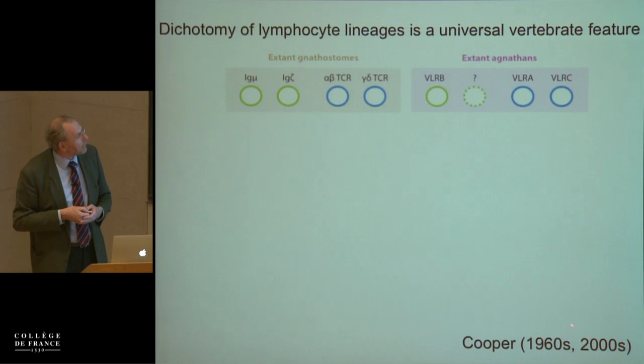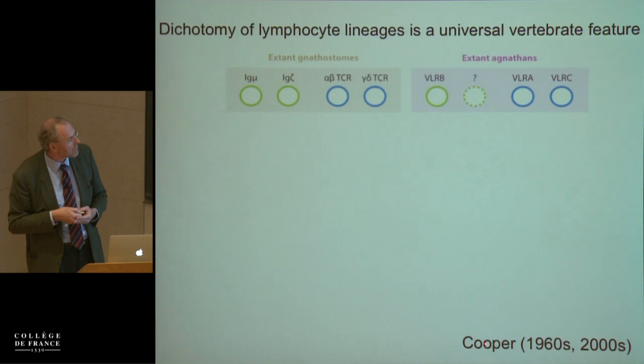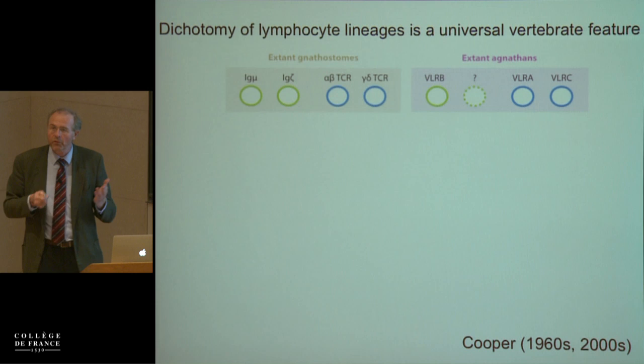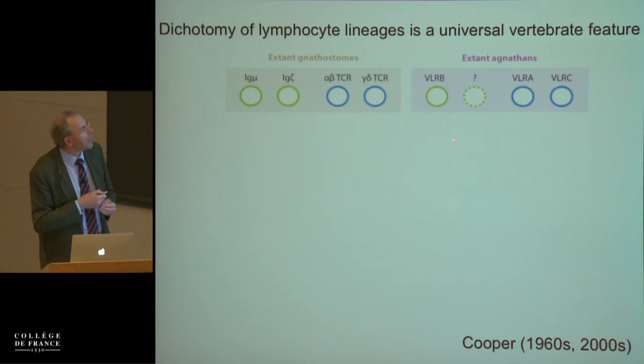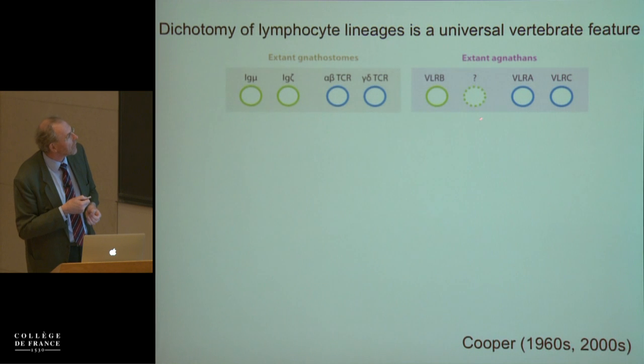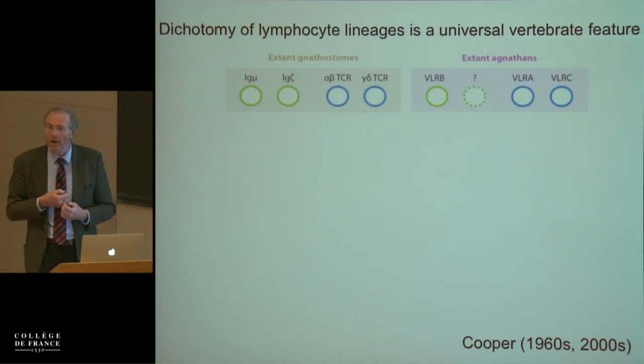Now, the discovery of different lymphocyte lineages in jawless vertebrates by the Cooper laboratory is a kind of deja vu, because Max had, in the 1960s, discovered a dichotomy of B and T cell lineages in jaw vertebrates. And 50 years later, or 45 years later, he's done the same for the jawless vertebrates. That, of course, means that there is a certain element of symmetry, and that alludes to my title.